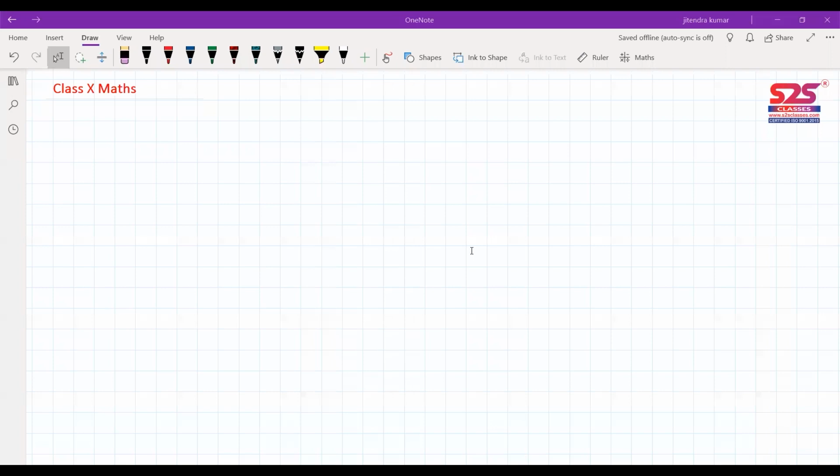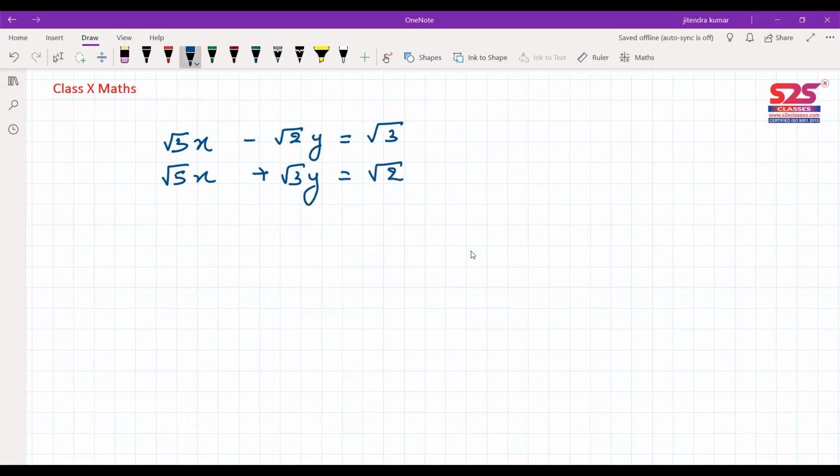Sir, it is root 3x minus root 2y is equal to root 3. And the second one is root 5x plus root 3y is equal to root 2. Okay. So is it done by all of you? If not done, please try to do it right now.